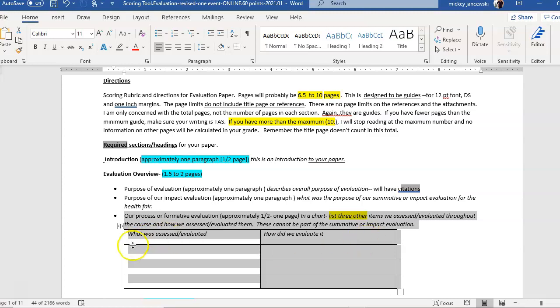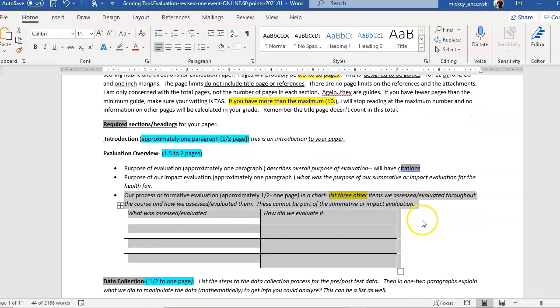On the left-hand side, put what was assessed or evaluated and how we assessed or evaluated it. We probably have completed at least 25 or 30 formative or process evaluations this semester. You only need to identify 3. This is going to take half a page or less. I can't imagine you having enough to write for 1 page. You're just putting in a statement here and a few sentences here for each row.